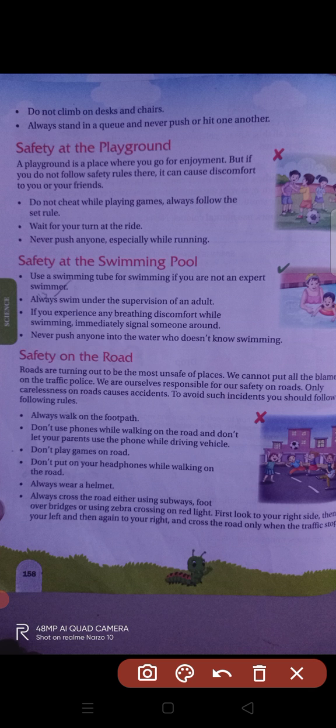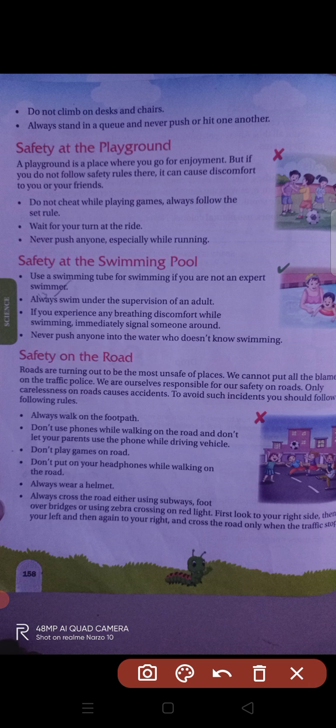So never push anyone into the water who doesn't know swimming. This is always a must: never push anyone or force anyone to swim in the swimming pool who doesn't know how to swim at all, right? So these are some of the safety measures you have to follow in the swimming pool.